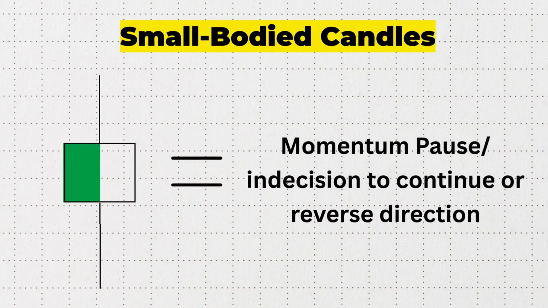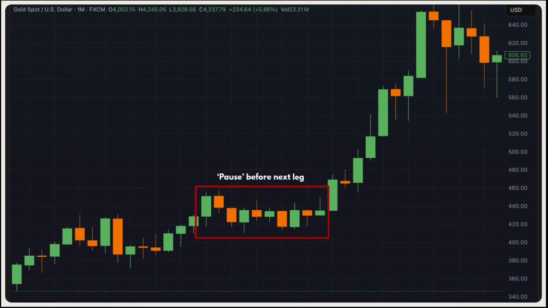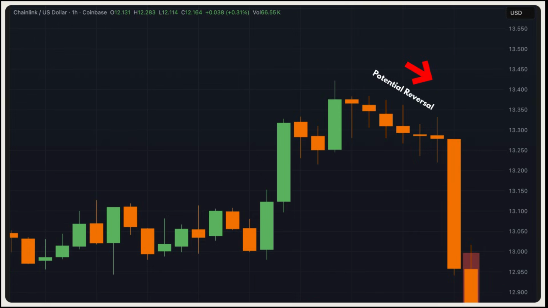Small body candles show indecision. Buyers and sellers were battling for control, but neither managed to move the price much. This often signals a pause in momentum or potential reversal ahead.